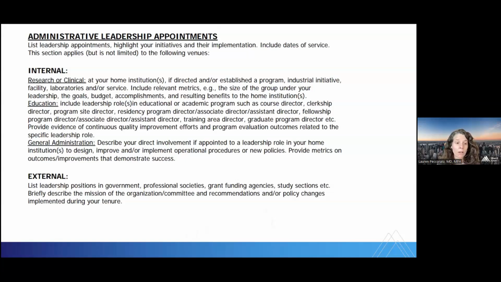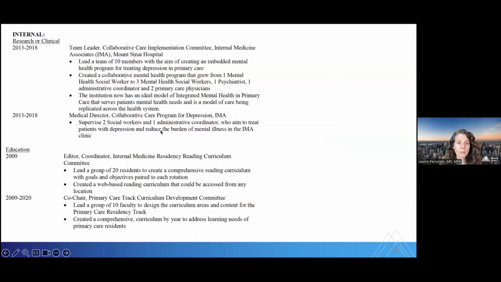So let's say you are in charge of a committee as a part of your professional society, right? And you are the co-lead or the chair of that committee. That goes here, and you're going to list what you do for that committee. And I'll show you some very brief examples here.